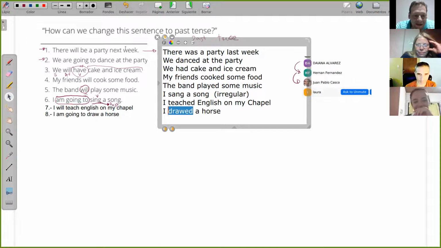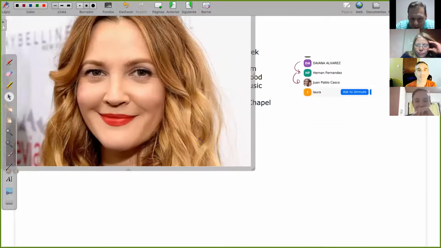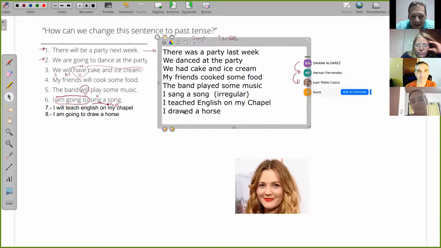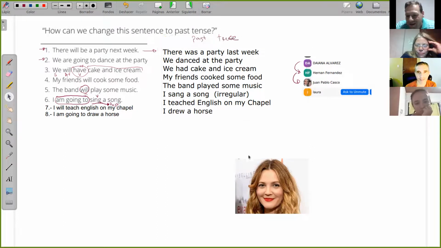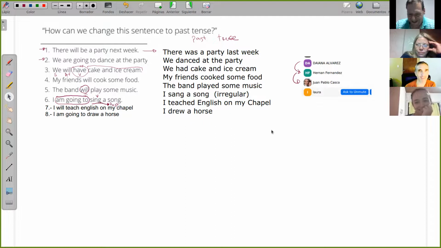A ver si conocen a esta. Drew puede ser en vez de draw, Drew. Sí, les iba a dar una pista acá. Medio grande me quedó la pista. I drew a horse. I drew a horse. ¿Y esta quién es? ¿La conocen? Sí. Drew Barrymore. Ok, sí, era una pista.